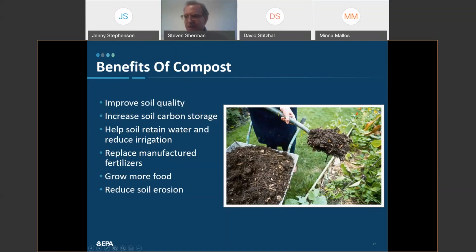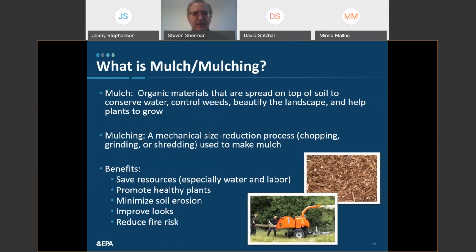Okay. I want to spend about the next 8 minutes, everyone, on these next 3 slides, which are about a topic that's considered a subset of composting. Some consider it separate, some consider it a subset, and that's mulch and mulching. And I want to start with definitions and then go through benefits and uses, and then just a few specific tips. Mulch is organic materials that are spread on the top of soil to conserve water, control weeds, beautify the landscape, and help plants to grow.